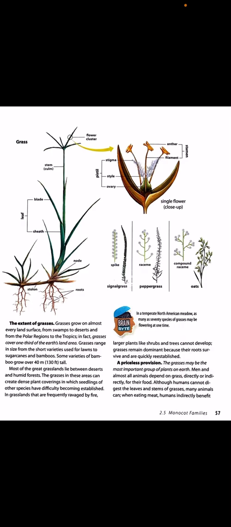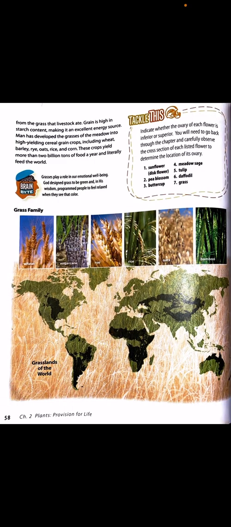A priceless provision. The grasses may be the most important group of plants on Earth. Men and almost all animals depend on grass directly or indirectly for their food. Although humans cannot digest the leaves and stems of grasses, many animals can. When eating meat, humans indirectly benefit from the grass that livestock ate.